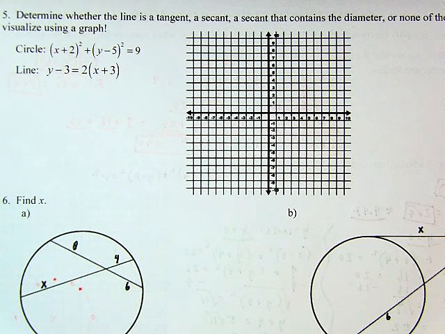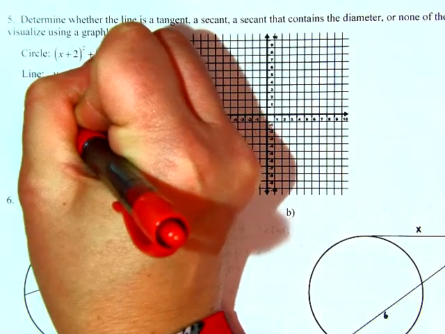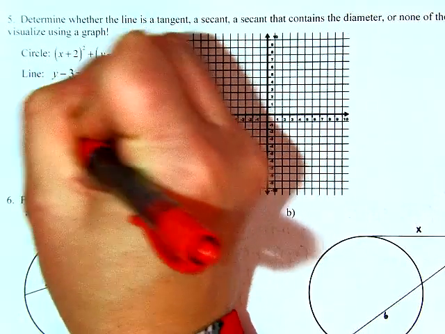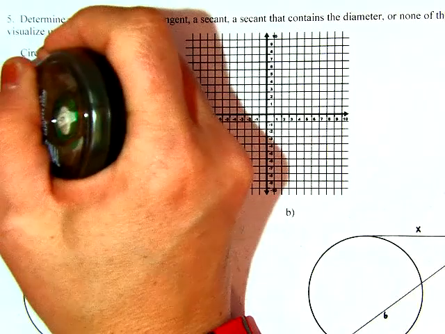And again, it may help to visualize using a graph. So let's graph that circle first. So the circle has a center of -2, 5. I'm sorry, not a radius, center of -2, 5, and a radius of 3.